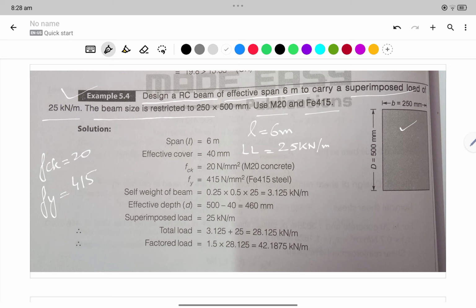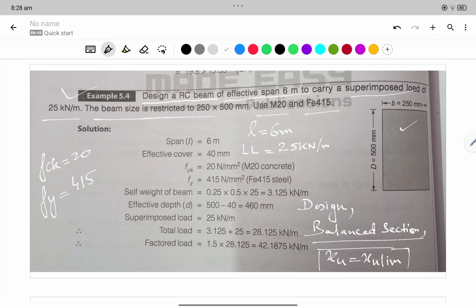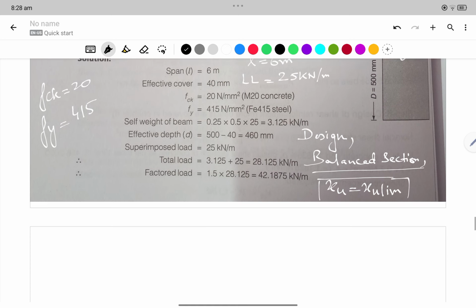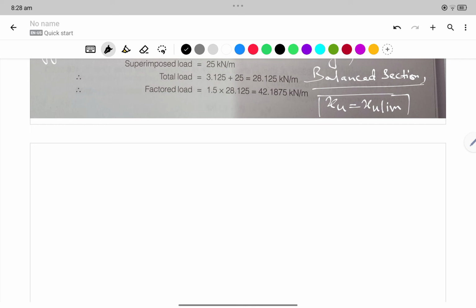Okay, so let's start. As we have to design the beam, we will take it as a balanced section. What is the meaning of balanced section? Xu is equal to Xu limiting. So in every calculation we will take the Xu limiting value. So first we will calculate the Xu limiting.